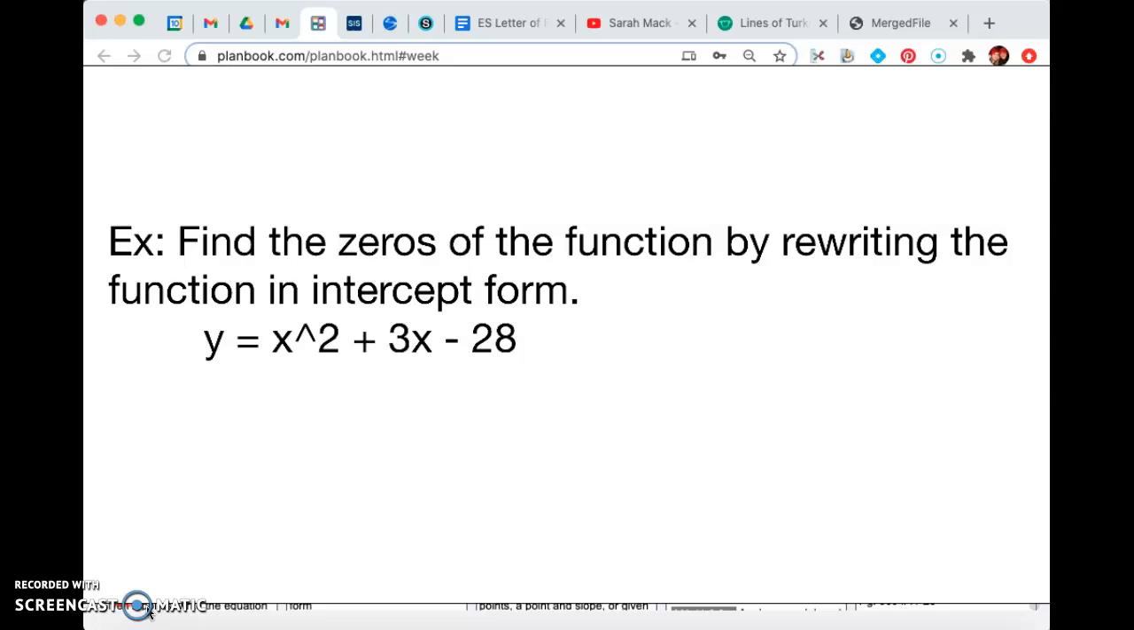Can we write that down? Doesn't it have to do with A, B, C? That's general form, which is what y equals right now. Intercept form is y equals a parentheses x minus p parentheses x minus q. Okay, so yes, this is intercept form. What we have it written in is called general form.